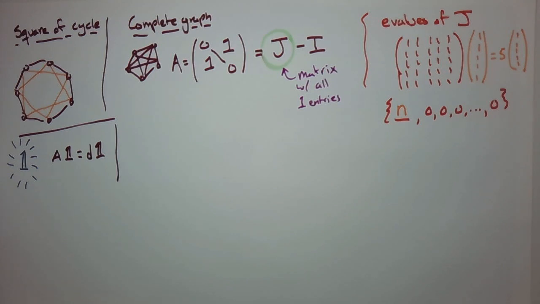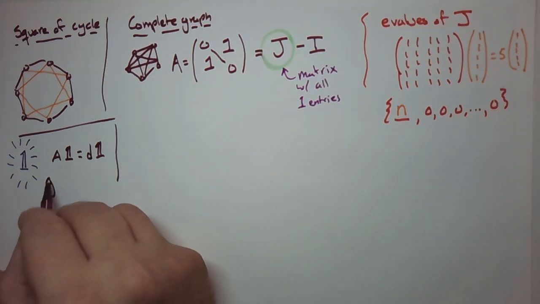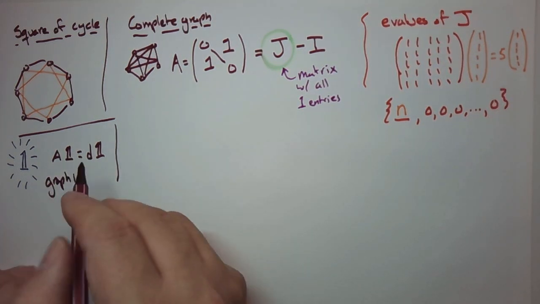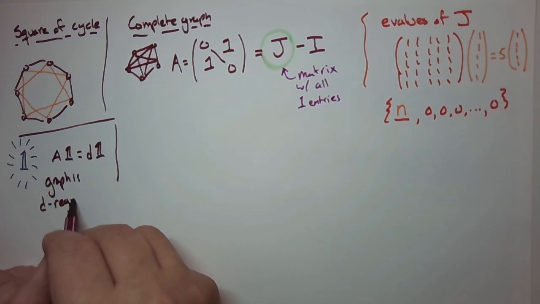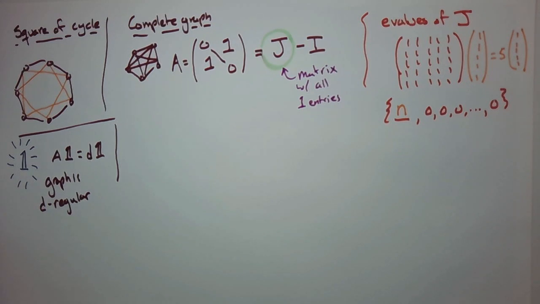It's d-regular. Because if you think about what it means to multiply by the all ones vector, what you're really doing is row summing. So multiplying by the all ones says, look at all my row sums. All my row sums are equal, and they're equal to this value D. And so that says the graph is d-regular.